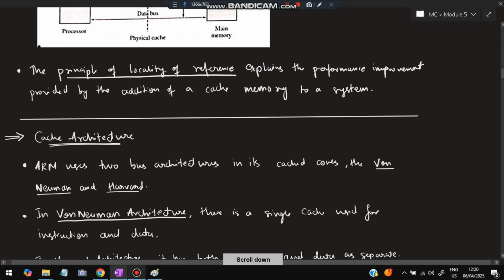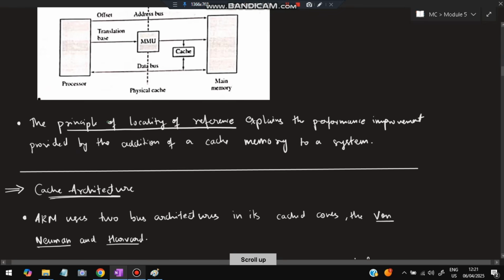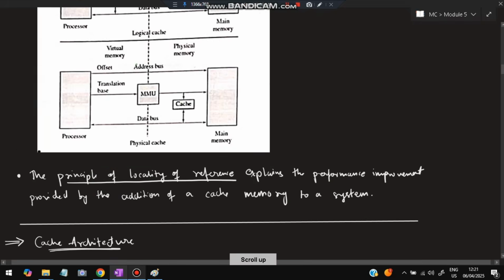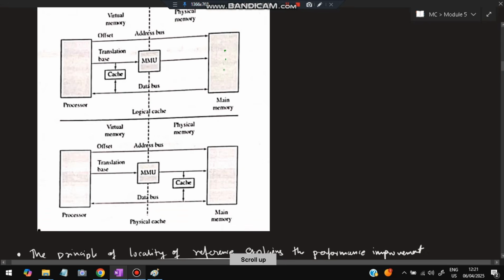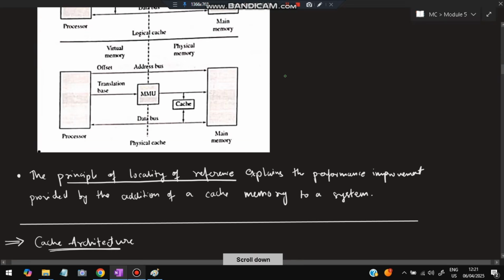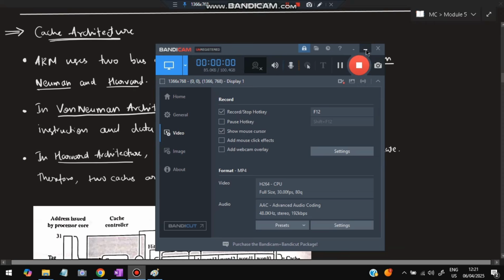Next is the principle of locality of reference, which explains the performance improvement provided by the addition of cache memory to our system. Now, principle of locality of reference means what? Which of the data present here is most frequently accessed, that it will calculate and keep. It will give us information that this data is accessed more, this data is accessed more. Once we have this information, we can place cache such that it will access those kinds of data very frequently. So that is called the principle of locality of reference.